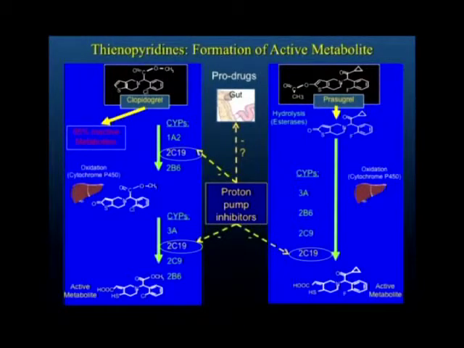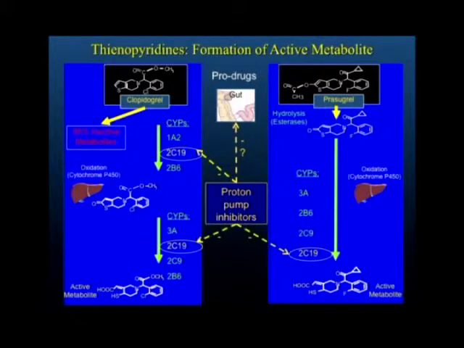This just shows the two mechanisms here, relying on a two-step mechanism for clopidogrel versus a single-step for prasugrel. This just outlines that the 2C19, which you see quite a bit in the literature right now, has a lot of genetic variability. You could actually send your blood samples out. They're commercially available to check if your patient has one of these genetic defects.